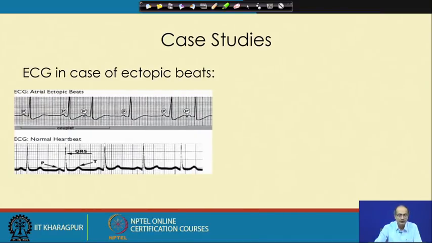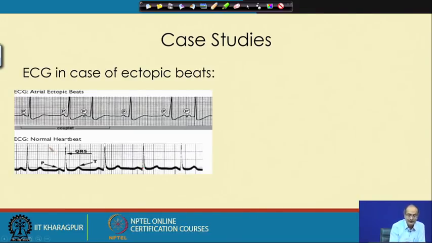Here we show that more clearly. On the left hand side we are showing the ECG with atrial ectopic beats first. Below we are seeing the normal one, with the RR interval. The first thing we notice is that it is more or less uniform, the variations are very small and the same waveform is repeated. That means there is less change in the waveform shape.